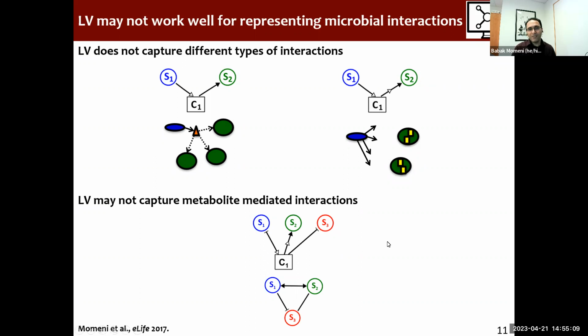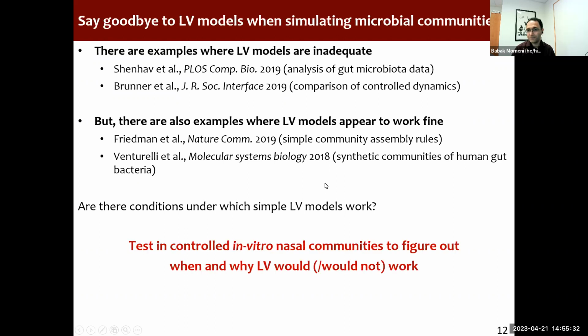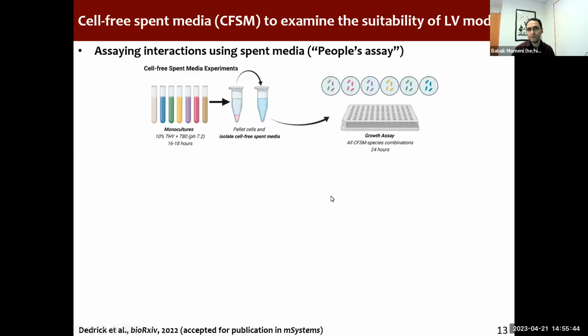So given these issues, we asked ourselves whether we should just abandon Lotka-Volterra type models and go to something else. But when we look back at the literature, even though there are these examples where Lotka-Volterra seems inadequate, there are other examples where Lotka-Volterra seems to work just fine. So we asked ourselves, are there conditions under which Lotka-Volterra models would work well? And to test them, we go back to our nasal communities, which is sort of our bread and butter. These are communities that we can work with. They're easy to play with. And we ask those questions in this relatively simple model.